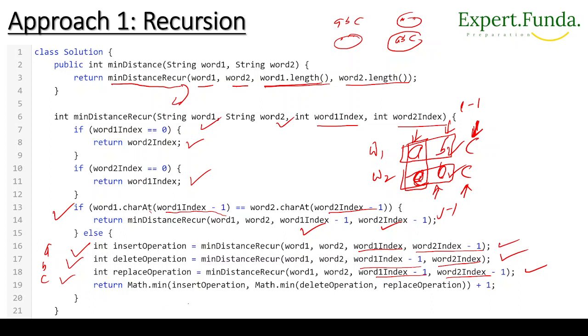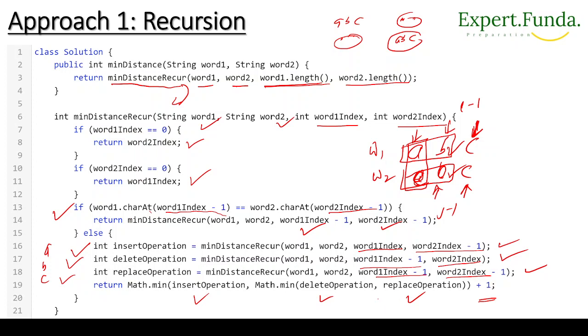So we will check which is minimum. First we'll check B and C. So this is your B and this is your C. Whichever one is minimum will then be checked with A, right? Let's suppose A, B, C, whichever is the least one, whether A, B or C, that will come, and then we'll do plus 1, right? So each time the recursive call will work like this.